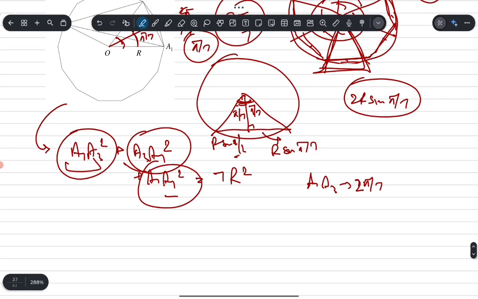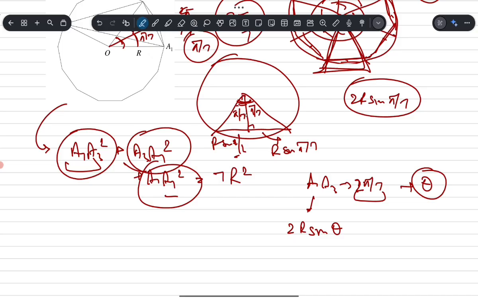Yes? Now this is not theta. This is the mistake people make. The length of this is going to be 2r sine theta, I know. But this is not theta. You'll have to divide it using the perpendicular. Notice this whole thing is 2 pi by 7. Theta is half of 2 pi by 7. So it's going to be 2r sine pi by 7 actually. This is the length of a1, a3.